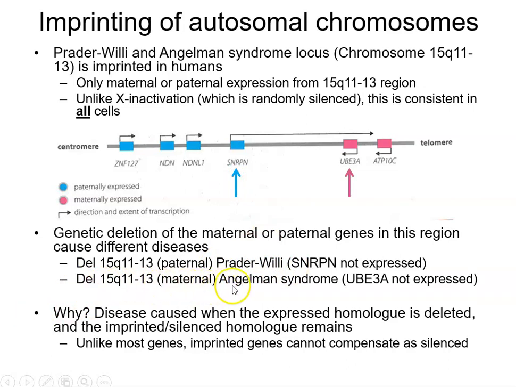If the egg DNA has a microdeletion across this region, then these two genes here will not be expressed from the paternal chromosome 15, and it's the UBE3A gene that's absolutely crucial. In the absence of the UBE3A gene, the fetus will develop Angelman syndrome.